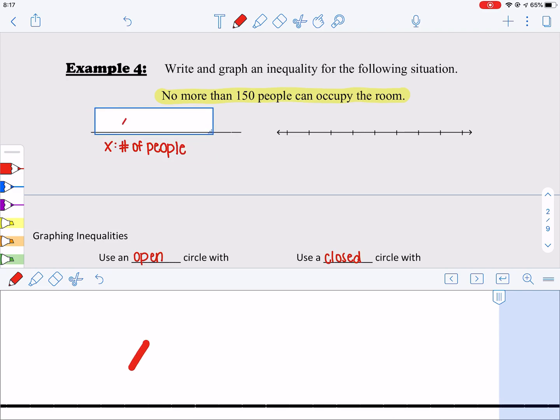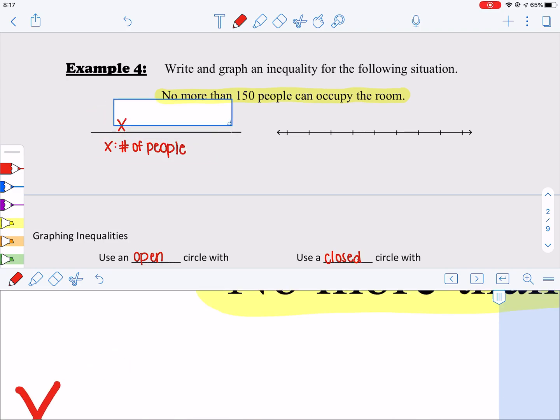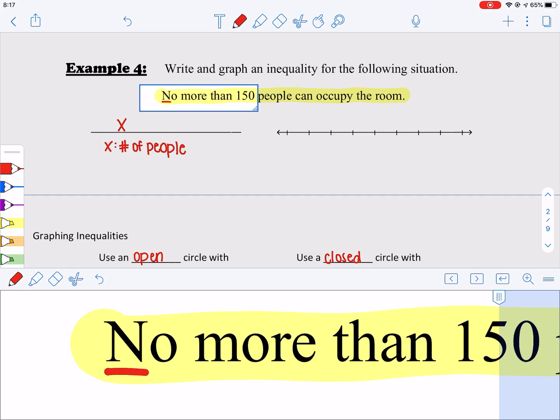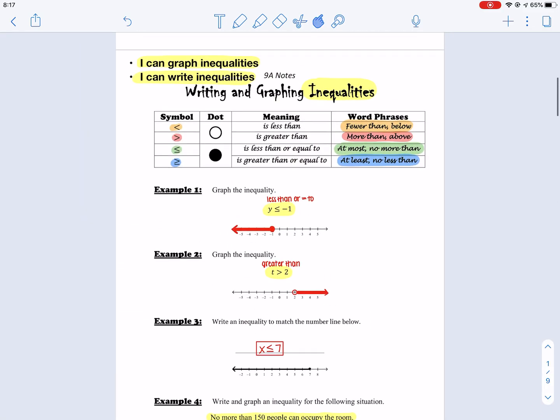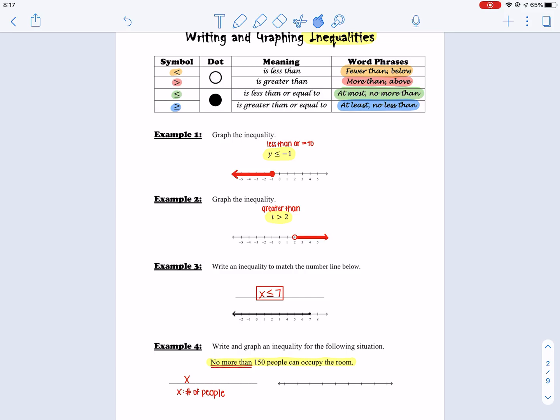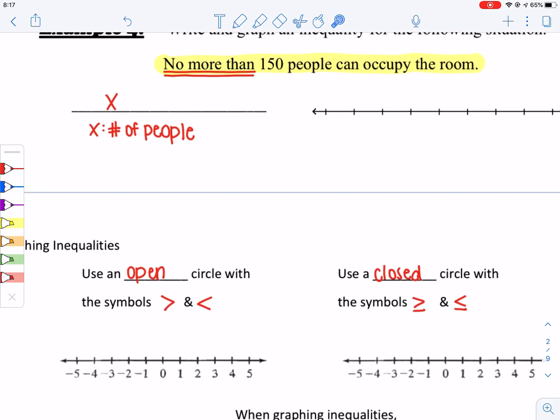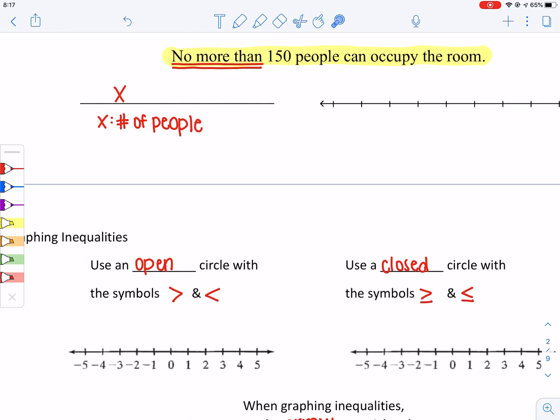Okay, so X is the number of people that the room can occupy, and it says it can occupy no more than 150 people. And you can use your chart at the top to help you see which inequality to use where it says no more than. So you can use that chart up there, or what I like to do, because you won't be able to use this chart on a test, is I just like to think about it. So if I say, hey, you can invite no more than 150 people to your party, or this room can hold no more than 150 people.